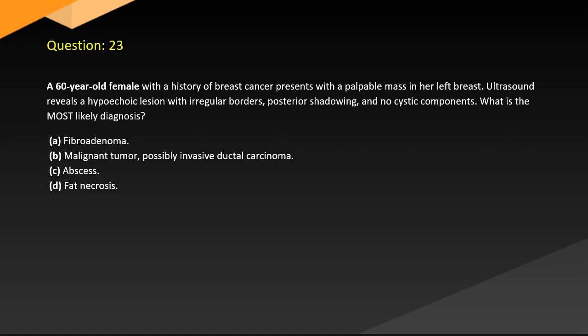Question 23. A 60-year-old female with a history of breast cancer presents with a palpable mass in her left breast. Ultrasound reveals a hypoechoic lesion with irregular borders, posterior shadowing, and no cystic components. What is the most likely diagnosis? A. Fibroadenoma. B. Malignant tumor, possibly invasive ductal carcinoma. C. Abscess. D. Fat necrosis.